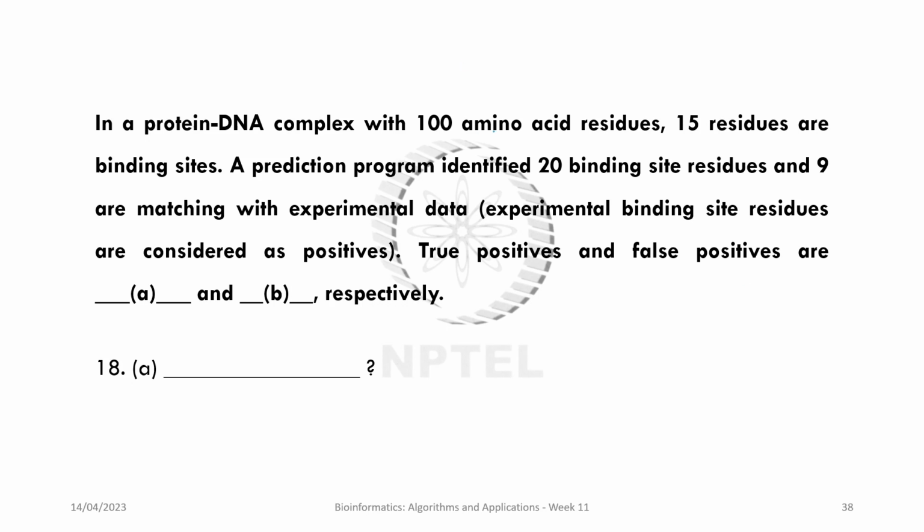In a protein DNA complex with 100 amino acid residues, 15 residues are binding sites. A prediction program identified 20 binding site residues and 9 are matching with experimental data. So experimental binding site residues are considered as positives. True positives and false positives are dash and dash respectively. So we have 100 amino acid residues. I'm going to wait for answers. Meanwhile, I'm writing down what's given.